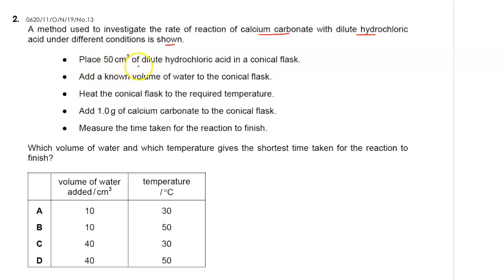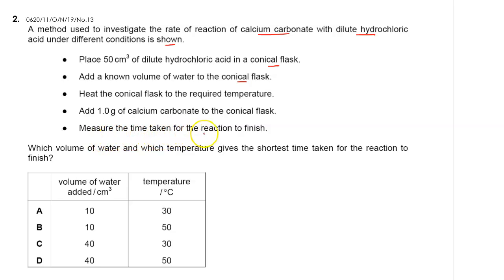Place 50 centimeters cubed of dilute hydrochloric acid in a conical flask. Add a known volume of water to the conical flask. Of course, that's to dilute, I suppose. Heat the conical flask to the required temperature. Add 1 gram of calcium carbonate to the conical flask. Measure the temperature.